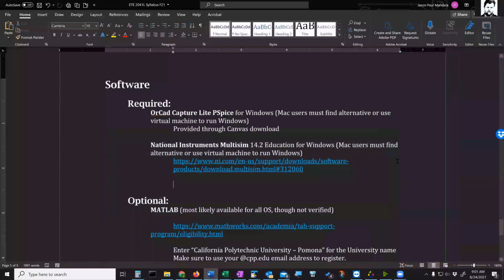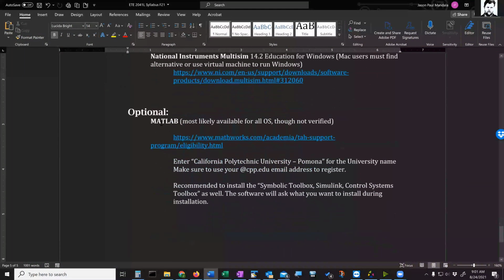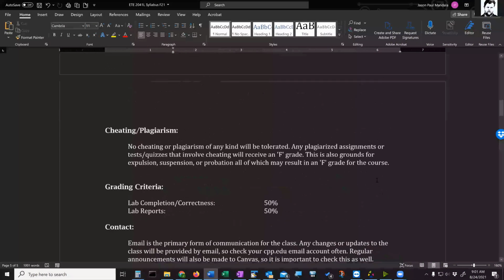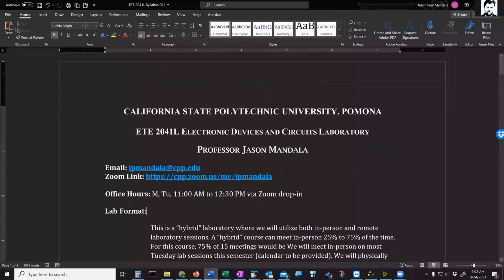So I think most of you have already done that process of getting PSpice and Multisim, but if you haven't, or if you're new to this course, then that's how you can take care of those things. And then MATLAB, again, not required, but it's useful to run calculations. All right. So I think that's most of what I wanted to say in the syllabus here.